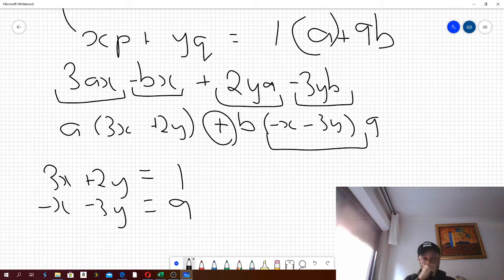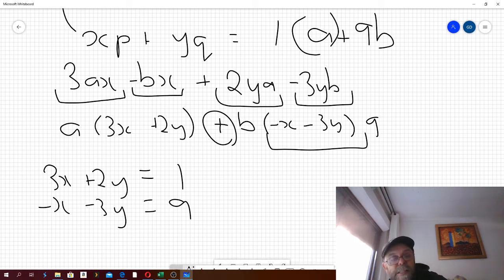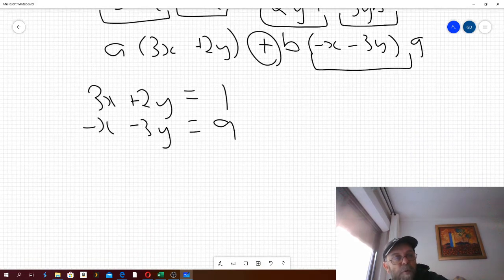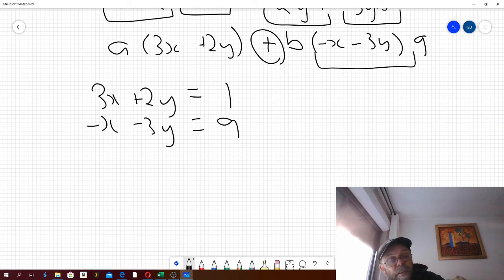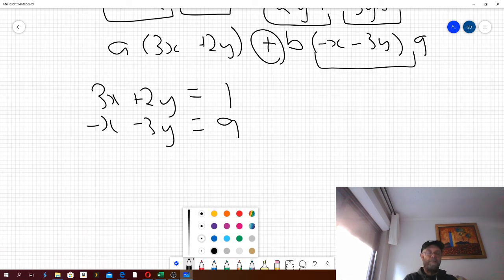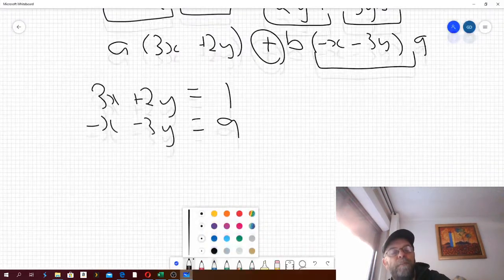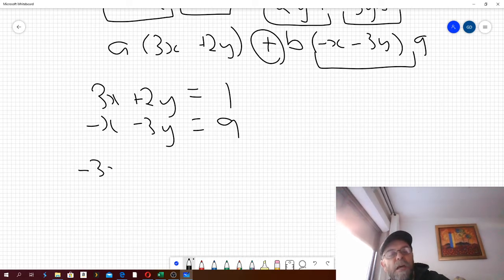So now we end up with two simultaneous equations. And now you've solved simultaneous equations before. It's not the nicest of simultaneous equations because none of them are equal, but we can still solve these. So the thing is we'll have to get something to be equal. And I think multiplying the bottom one by 3 would be the most sensible thing to do, because then we'll get a minus 3x. So let's multiply the whole of the bottom equation by 3. Then we've got minus 3x minus 9y is equal to 27.